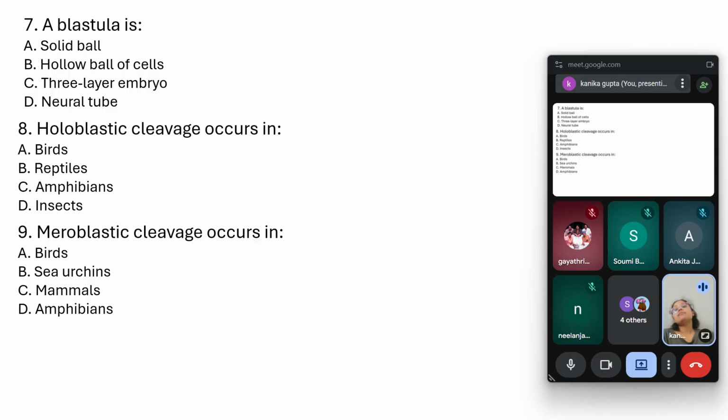Next question is, a blastula is. What is the structure of a blastula like? Yes, everyone. Question number 7.